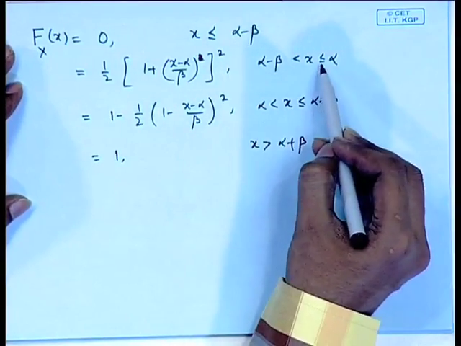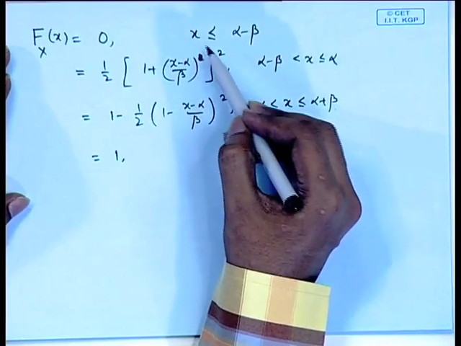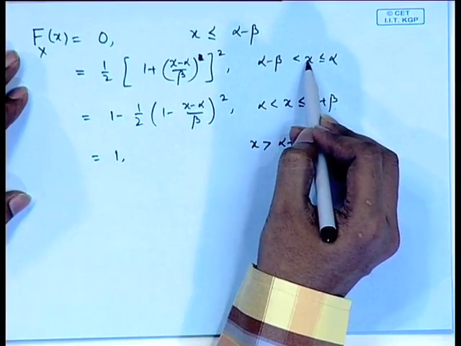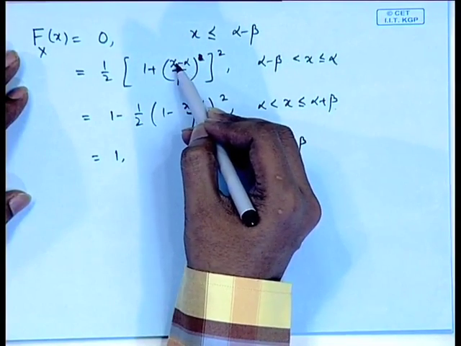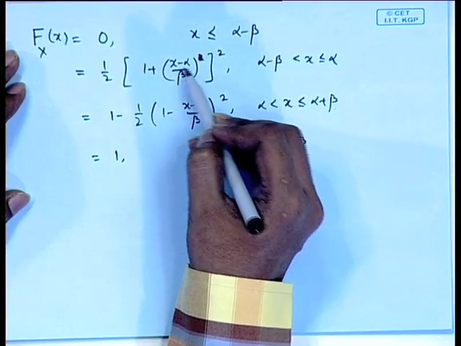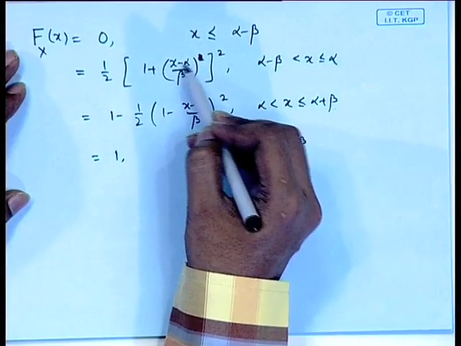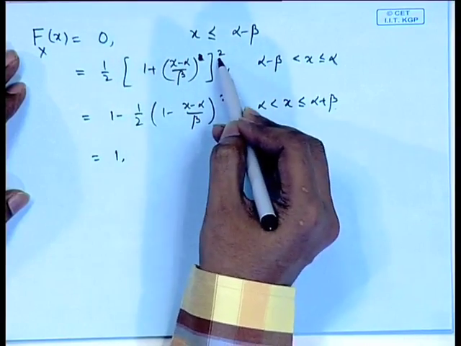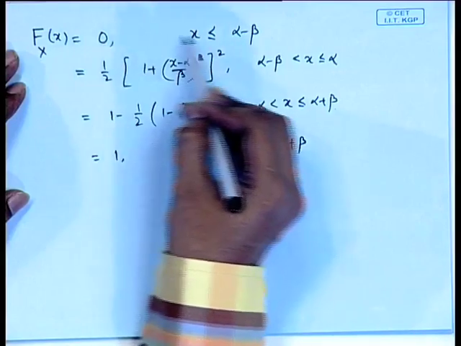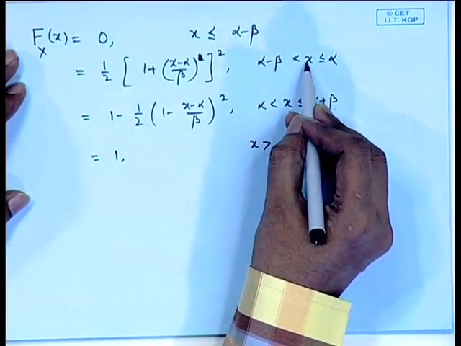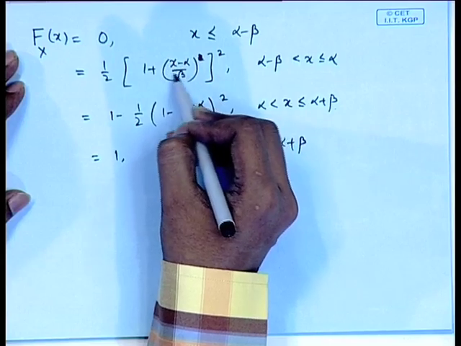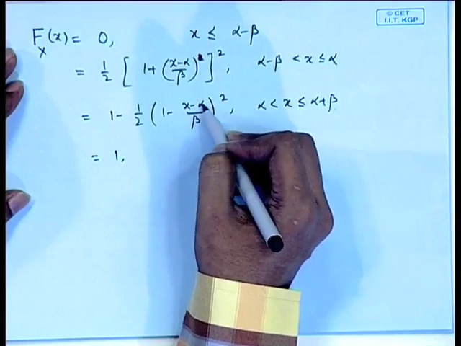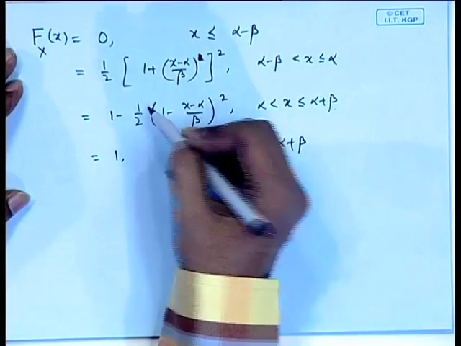As a check, we can see that the values at the end points of each interval match, because the function is continuous. In fact, the function is absolutely continuous. If you look at the value at x equal to alpha minus beta here, minus 1 will come, so 1 minus 1 becomes 0, which is the same as the value at x equal to alpha minus beta from the left hand side. If we look at the value at x equal to alpha here, this value is becoming 0, so you are getting half here. If we put x equal to alpha here, this is half, so 1 minus half is half. So, the values are matching.